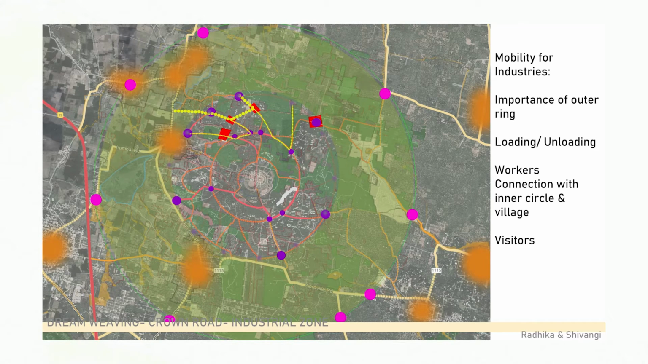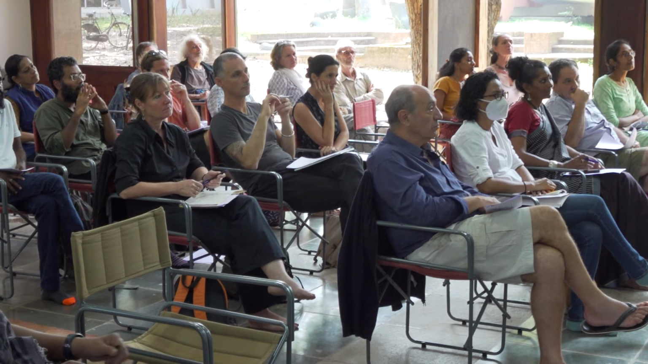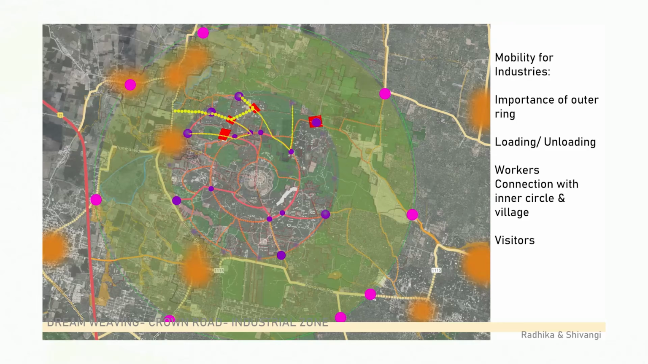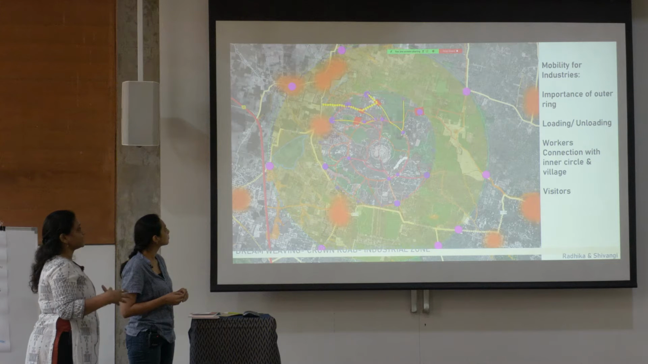And then we talk about the industrial zone. The very important layer to look at would be mobility. Radhika has already acknowledged, thanks to Fabian, that we could really use that as a base to start working on. So this is really a sketch on top of Fabian's diagram, where we try to understand what are the different connections that we have.